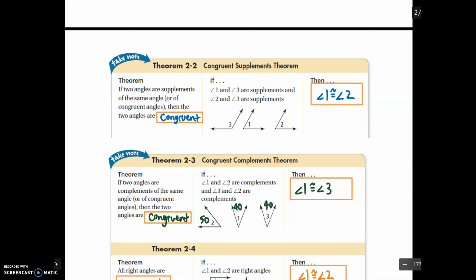And just like we saw in our last rule, 1 and 3 are then, by virtue of being complements to the same angle, going to be congruent to each other, because either way, if we're making 90, we have to add that same measurement every time.